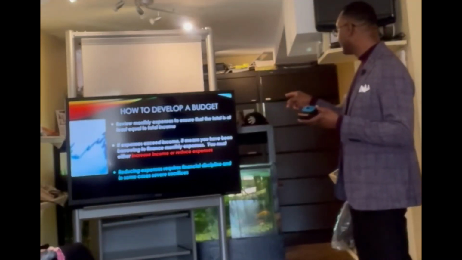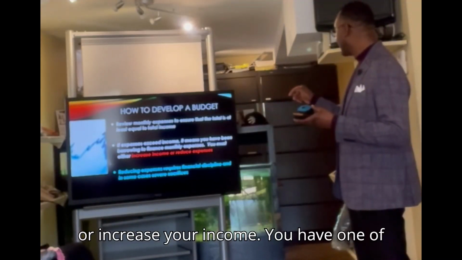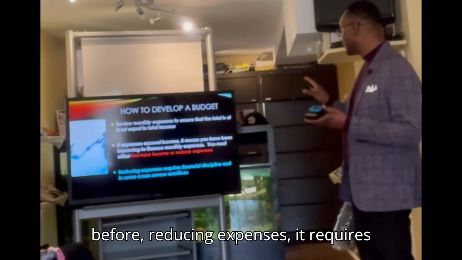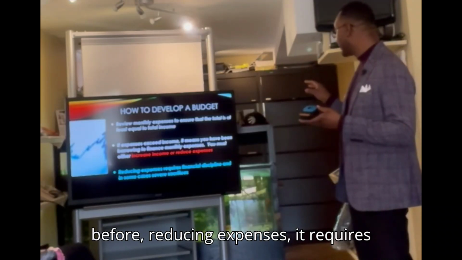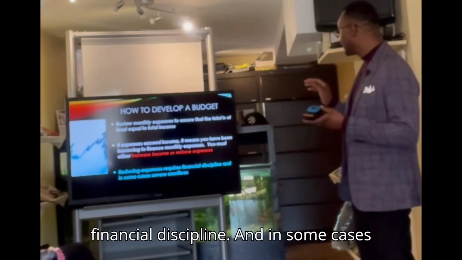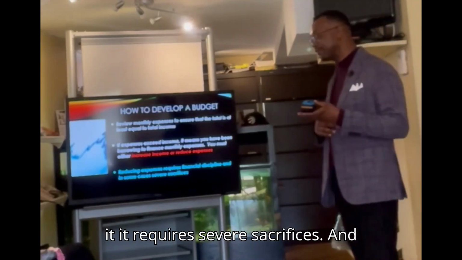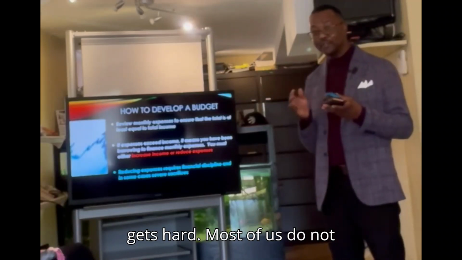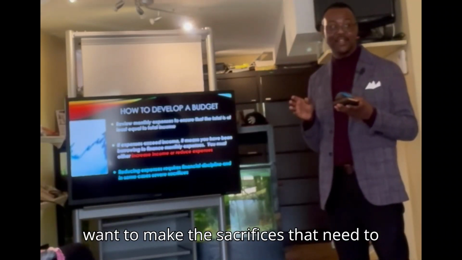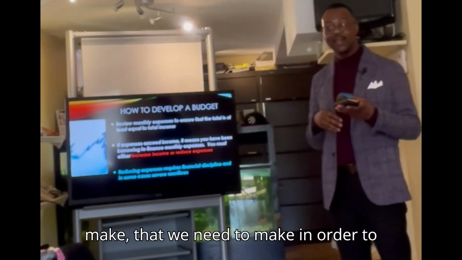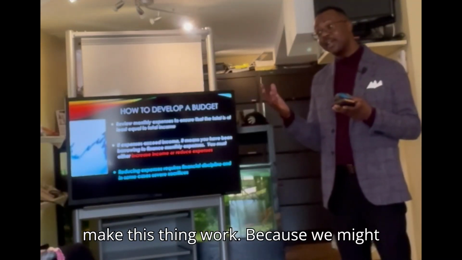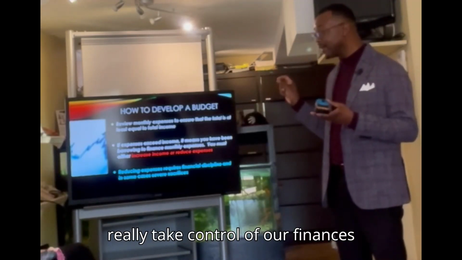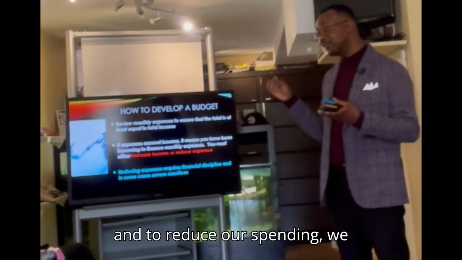Reduce expenses, or increase your income. You have one of those. And like I mentioned before, reducing expenses requires financial discipline, and in some cases it requires severe sacrifices. And this is the part where it gets hard. Most of us do not want to make the sacrifices that we need to make in order to make this thing work.